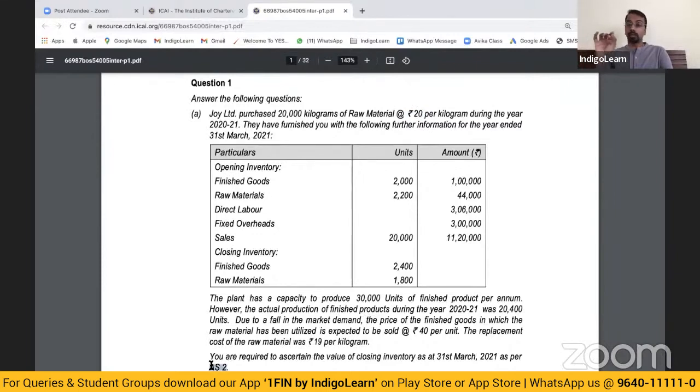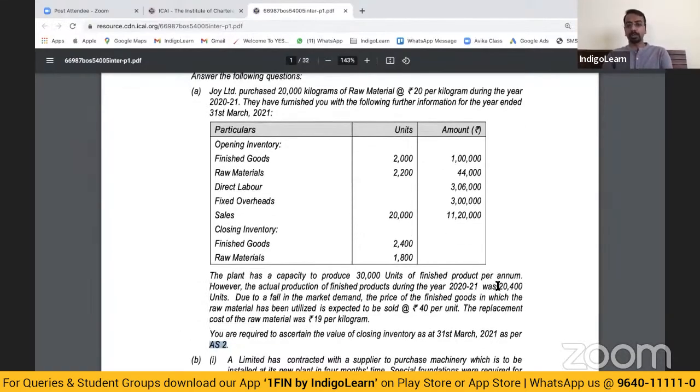Now, when I've corrected these kinds of questions in the past, I've seen students, whenever the question asks to value the closing inventory, only value finished goods or only value raw material. When they say value closing inventory, you have to value both finished goods and raw material. Now it's a very simple thing here. 20,400 units have been produced. This is reconciled by looking at it. What is the value of closing inventory of finished goods and raw material? That is what we need to determine.